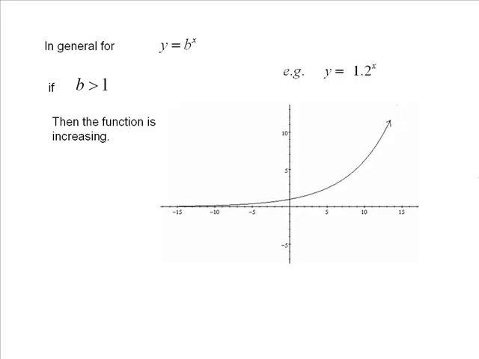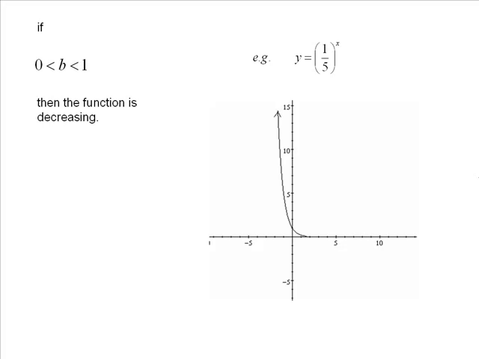So in general, for y is equal to b to the x, if b is greater than 1, then the function is increasing. So a base of 2, 3, 4. In this case, I've got y is equal to 1.2 to the x. Now that's not a very steep graph, and we're going to analyze that as well. But 1.2 is bigger than 1, and so it is increasing. It's rising as you go from left to right.